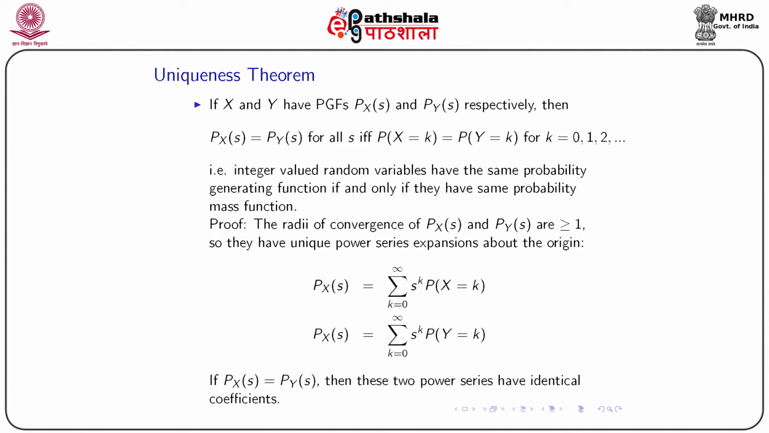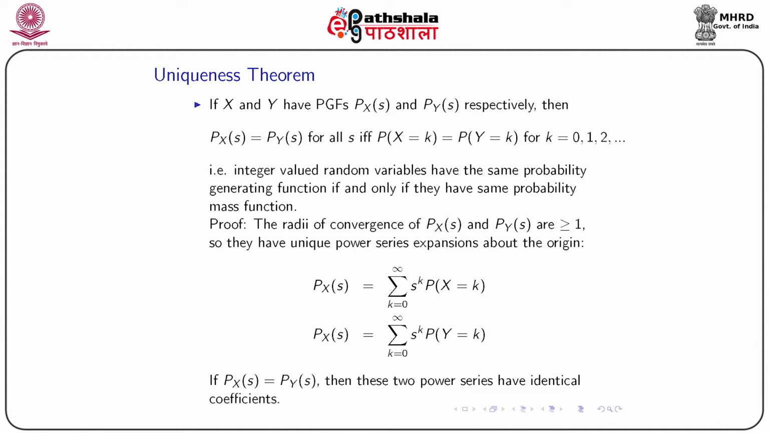We want to say that the uniqueness theorem says that integer valued random variables have the same probability generating function if and only if they have the same probability mass function. So if they have the same probability mass function, then the PGFs will be the same, and if the PGFs are the same for all s, then they must have the same probability mass function.